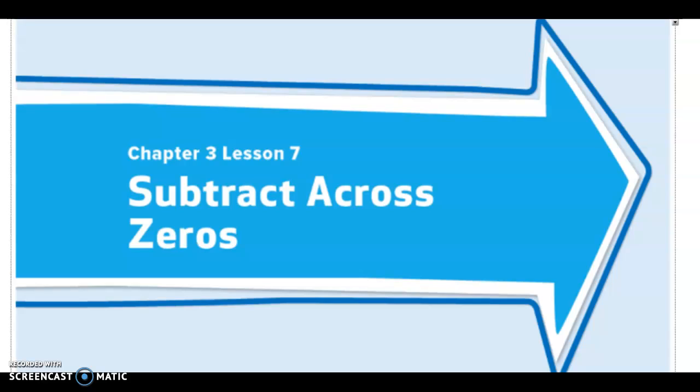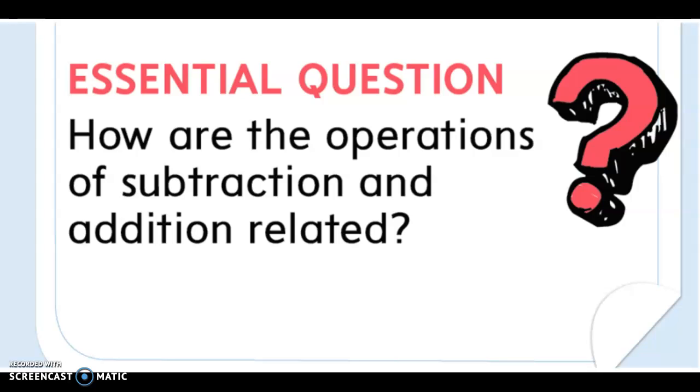Hello, third graders. Today we are going to subtract across zeros. And as we do that, we're going to keep in mind that addition and subtraction are related because they are inverse operations. So what that means is when we finish our subtraction, we can use addition to check our answer to see if we're correct.